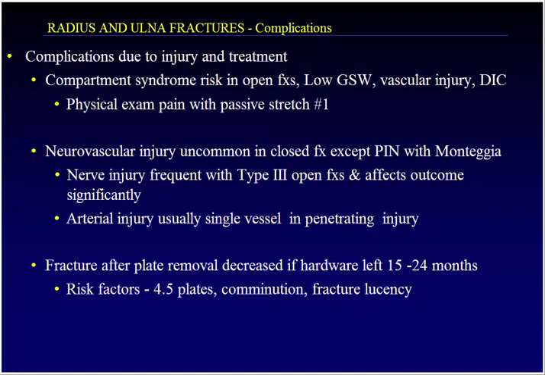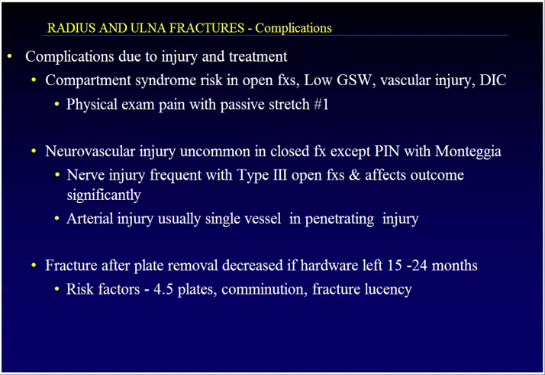One thing that you also need to be aware of with forearm fractures is the possibility of refracture following removal of the plate. The factors that have been shown to be associated with an increased risk of refracture include use of large fragment plates, 4.5 millimeter plates, significant initial fracture comminution, persistent fracture lucency radiographically, and removing the plates too early.